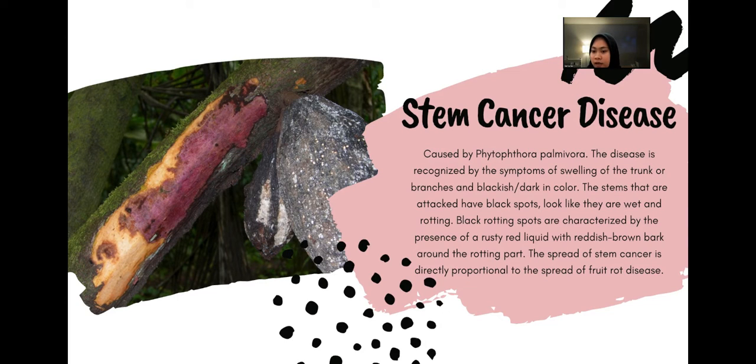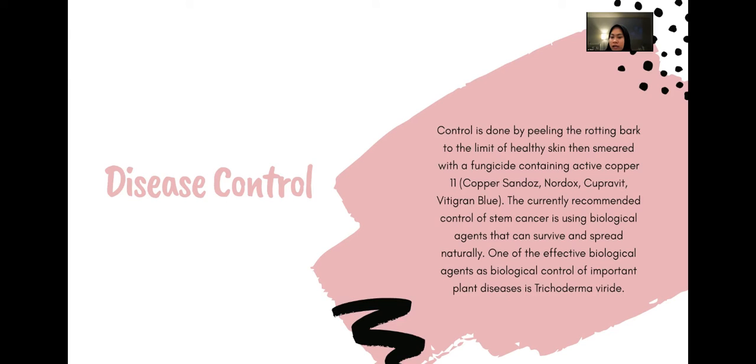pathogen, the spread of stem cancer is directly proportional to the spread of red rot disease. And for control, stem cancer disease is treated by peeling the rotting bark to the limit of healthy skin, then smearing it with a fungicide containing active copper like copper sandoz, Nordox, Coprafit, and Vitigran Blue. And the currently recommended control is using biological agents, and one of the effective biological agents is Trichoderma viride.